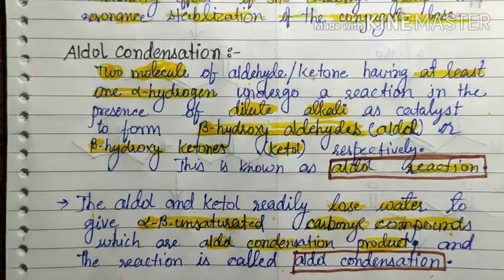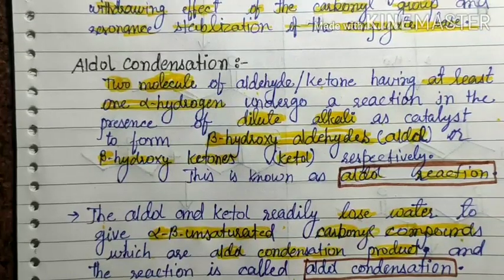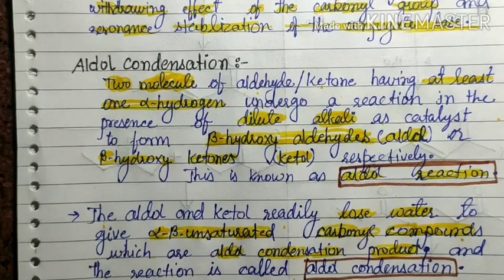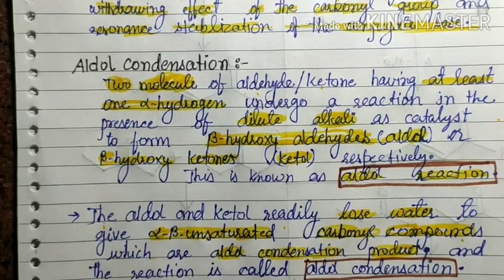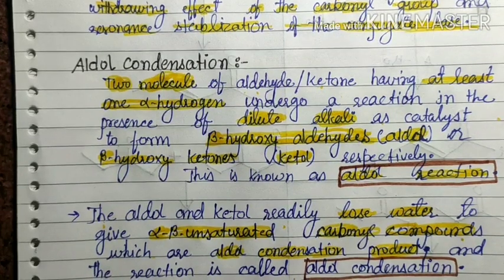Clear? So what did you learn here? For aldol condensation or aldol reaction, two molecules of aldehyde or ketone react together, but the molecule should have at least one alpha hydrogen to undergo this reaction. First the product formed is beta hydroxyaldehyde or beta hydroxyketone, which is called aldol reaction, and this beta hydroxyaldehyde or beta hydroxyketone loses water to give alpha beta unsaturated carbonyl compound. Then it is termed aldol condensation reaction.